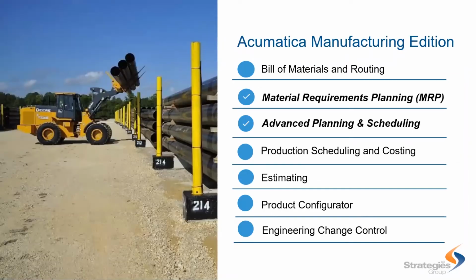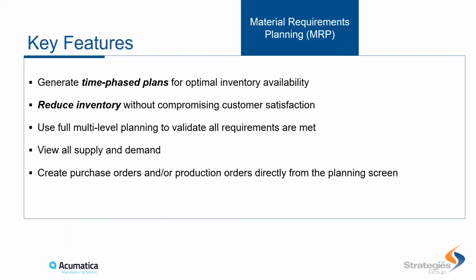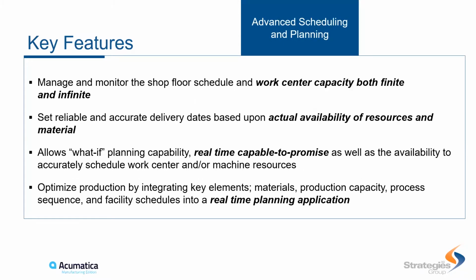The Acumatica Manufacturing Edition, which is what we'll be showing you today to demonstrate these things, has a number of modules to it. The two that we're going to focus on today are going to be the MRP and the Advanced Planning and Scheduling. I won't read these to you, you'll get them in the recording, but one of the key features of material requirements planning is just really basically knowing what our orders look like, what our production schedule looks like, and what do we need to actually manufacture what we're trying to make.